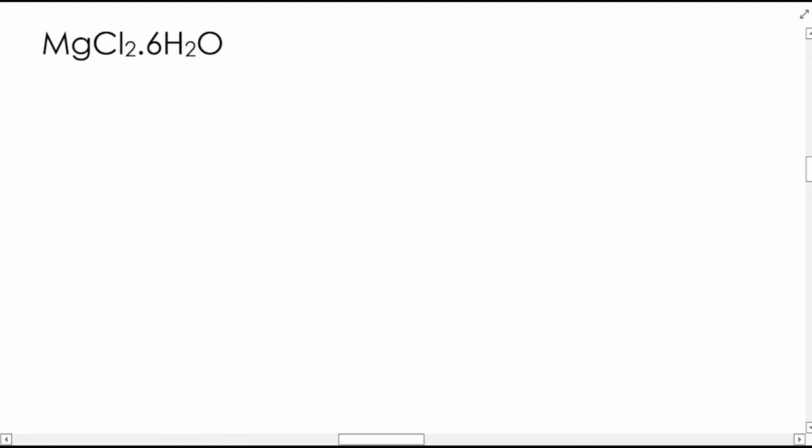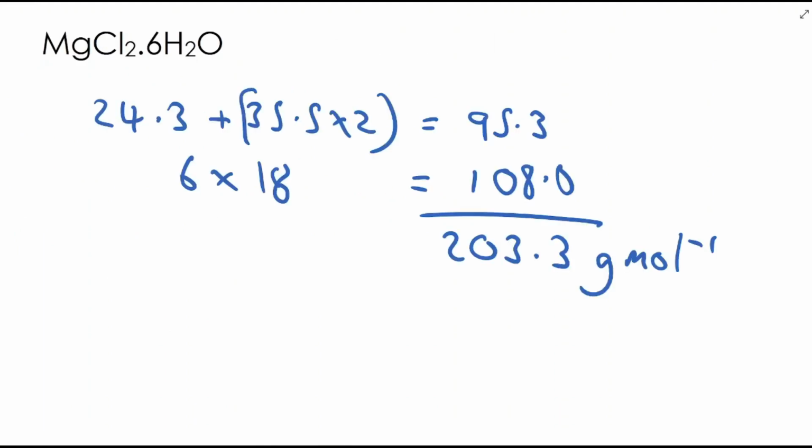One final practice then, please. Okay, pause the video, and work out the hydrated magnesium chloride, please. So here we have the workings for the magnesium chloride one, 95.3 and 108, 203.3 grams per mole for the magnesium chloride. That's it. I'm sure you've got both of them right. It's not that tricky to do, but it's important that we understand it.